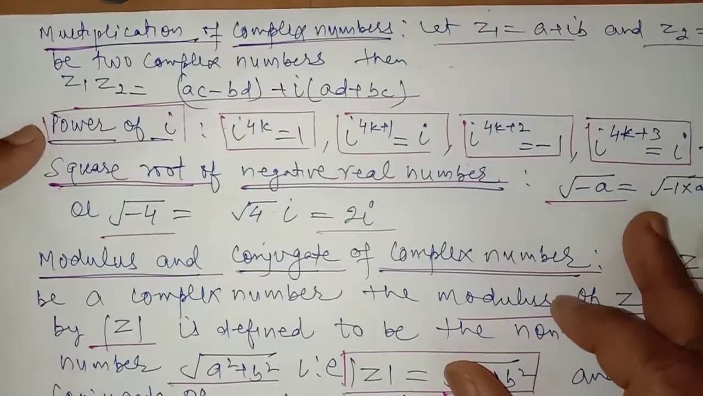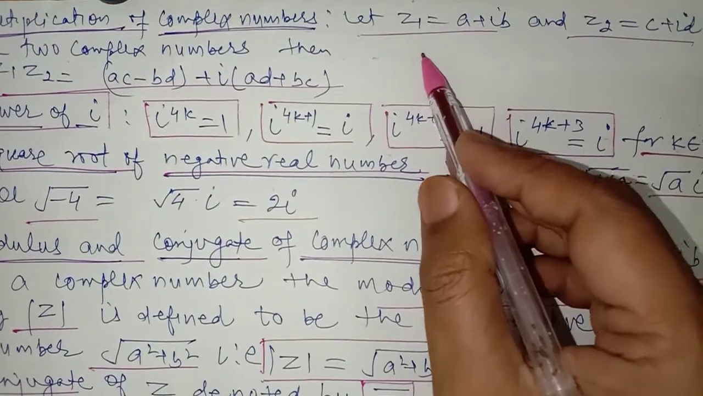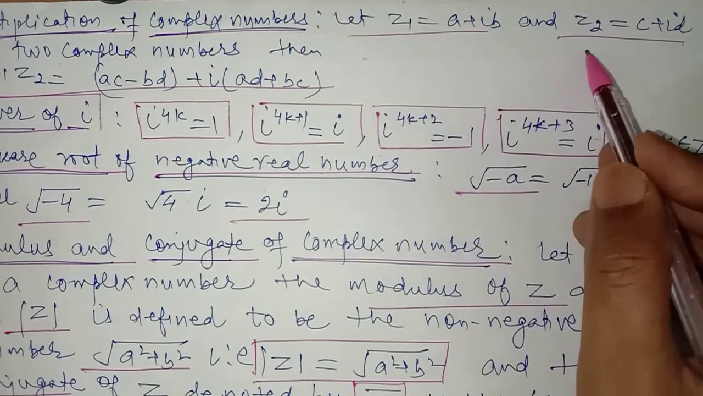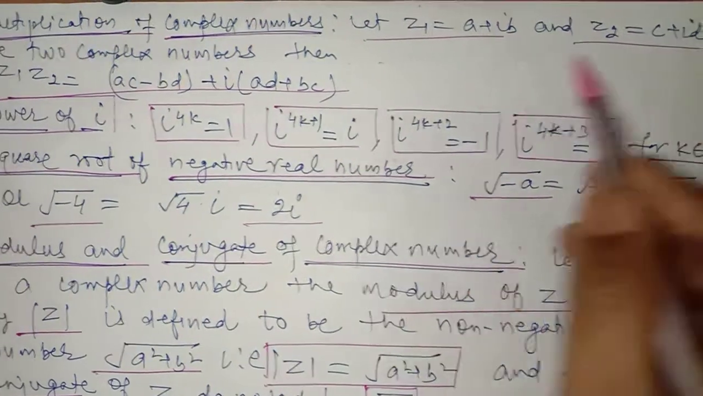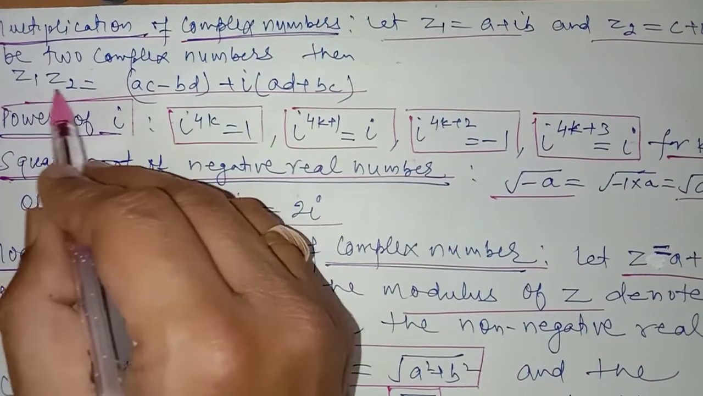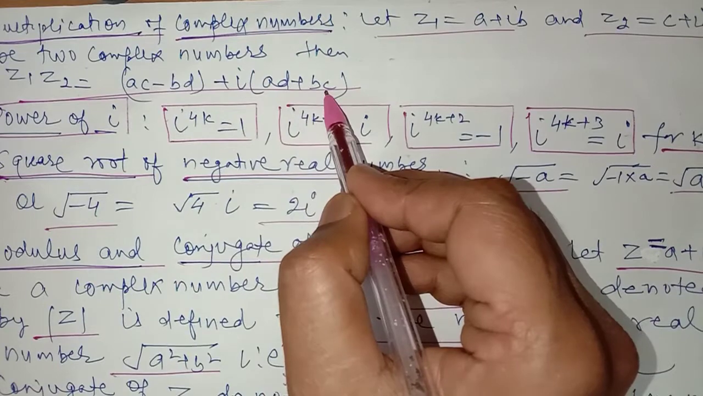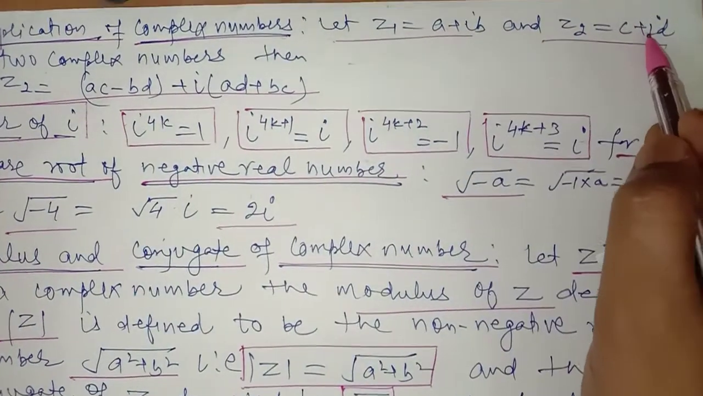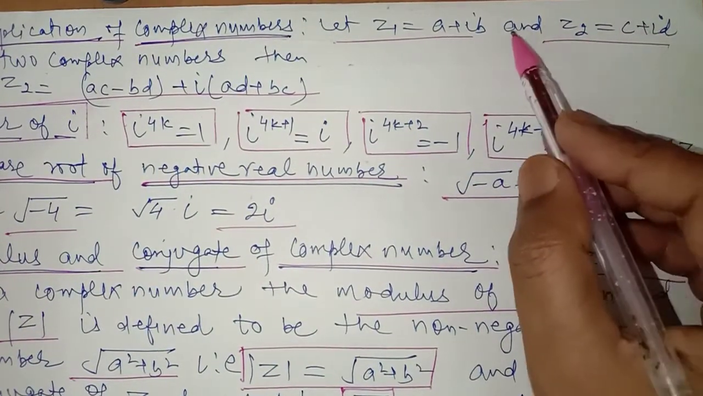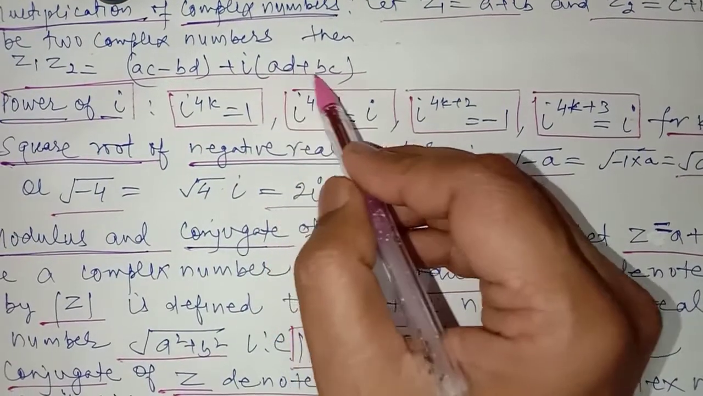Similarly, there is a multiplication of complex numbers. Let us say we have two complex numbers, z1 = a + ib and z2 = c + id. Then z1 into z2 will be (ac - bd) plus the imaginary part (ad + bc). You simply multiply these two by distributive law, collect the real part with real part and imaginary part with imaginary part, and you will get this.